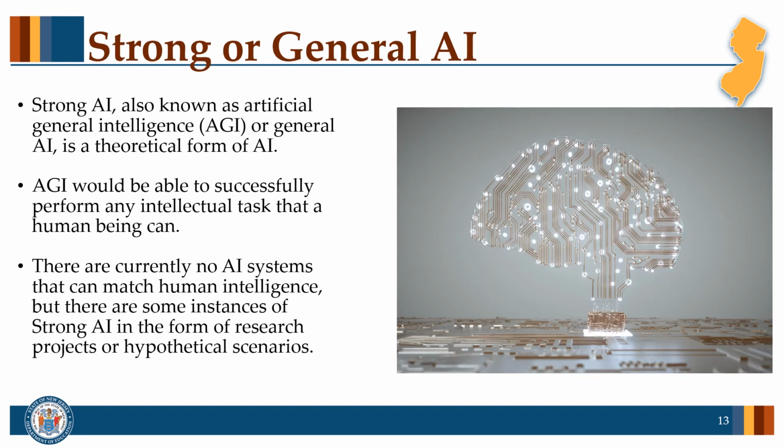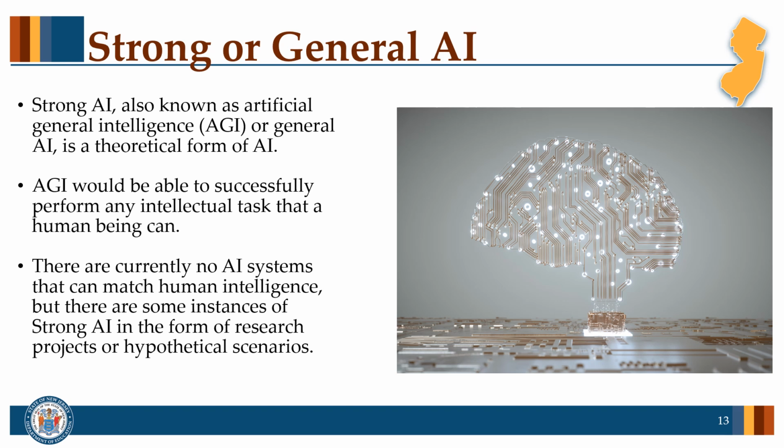The other classification, strong AI, also referred to as artificial general intelligence or general AI, is a type of theoretical AI system that would have intelligence and decision-making skills equal to humans. It would have a self-aware consciousness that can solve problems, learn, plan, and adapt independently. When you're thinking of the Terminator, Westworld, or WALL-E, these would be considered general AI. But just as these only exist in film and TV, there are currently no AI systems that can match human intelligence. However, there are some instances of strong AI in the form of research projects or hypothetical scenarios.